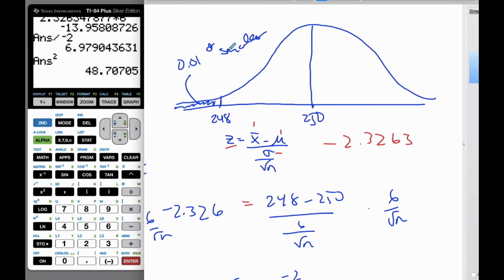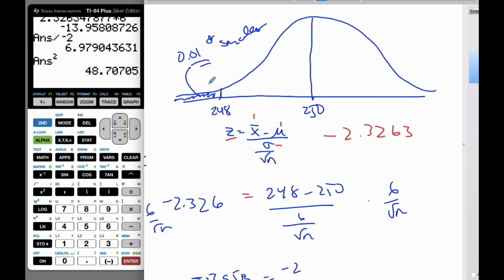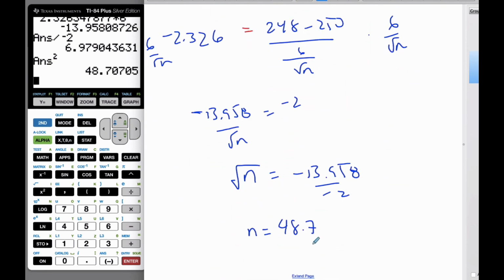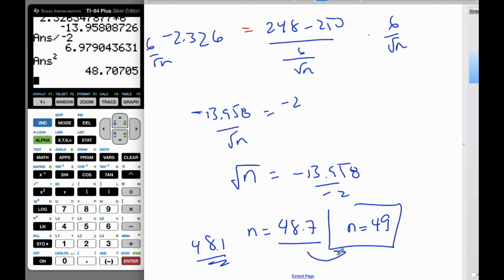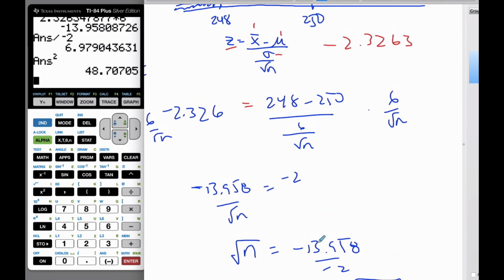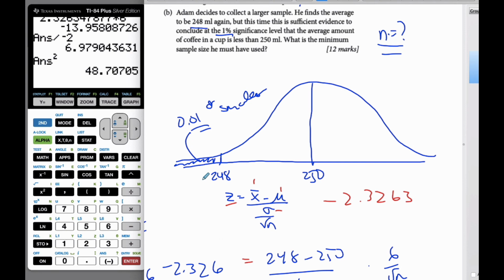And I want it to be at least this value or smaller. In order to do that, I'm going to make n larger, so I'm going to say n is equal to 49. Even if this was 48.1, I would round to 49 because I want to make sure I have the correct probability. And that is how we find the minimum number.